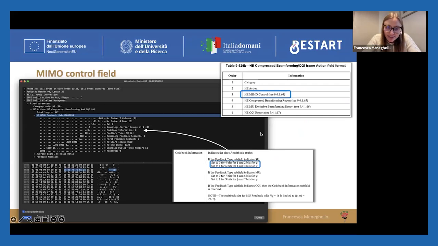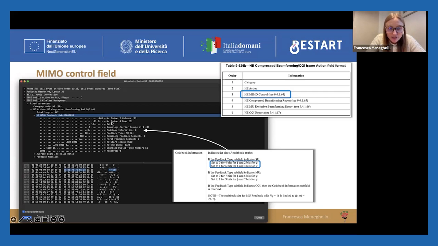So here is a screenshot from Wireshark, where I captured a feedback packet, a beamforming feedback packet. This is the structure of the packet. So there is some control information, and then there is the compressed beamforming feedback. By taking a look at the beamforming information, you can see here the number of spatial streams. In this case, we have 2 spatial streams.